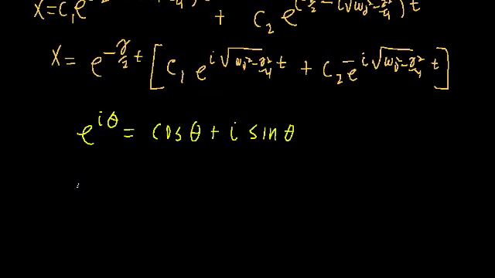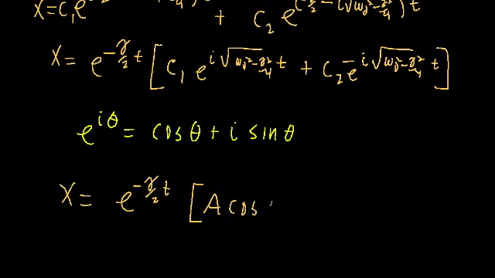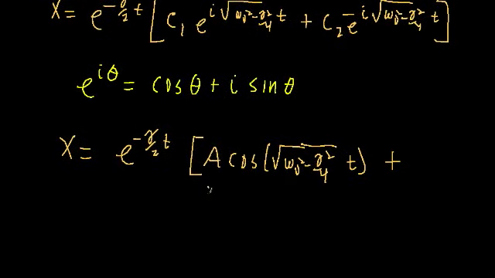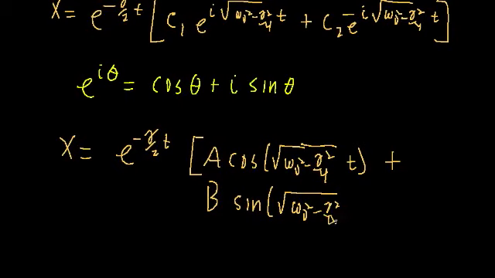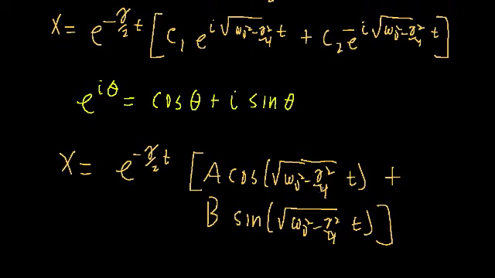And if we were to do it all out, we'd find that x is equal to e to the negative gamma over 2t times a new constant a times cosine of the square root of omega naught squared minus gamma squared over 4 times time, plus another constant b times sine of the square root of omega naught squared minus gamma squared over 4 times time. These two forms are interchangeable.